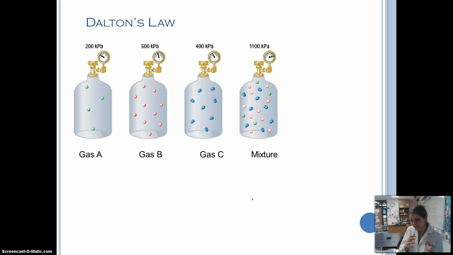If you have these individual gases, like in this one, gas A, B, and C, you can just add all their pressures together, and that'll give you your total pressure. That's why the 200, the pressure of gas A, and the 500, pressure of gas B, plus the 400, pressure of gas C, is going to equal, if you poured them all together in the same container, the 1100. Hope that makes sense. That's all that Dalton's trying to say.